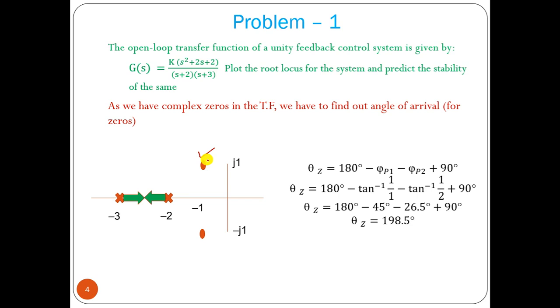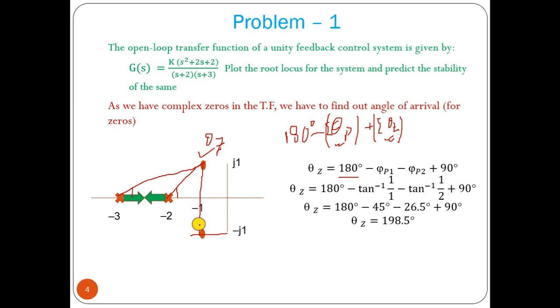Okay, with respect to this zero, the angle theta z equals 180 degrees. The formula is 180 degrees minus the summation of theta p, plus the summation of theta z. The angle of a pole should be negative, and the angle of a zero should be positive. So we can draw a line here. This is the angle from this pole. And we can draw another line from this zero, this is the angle.